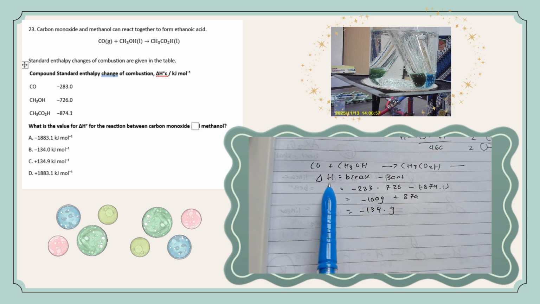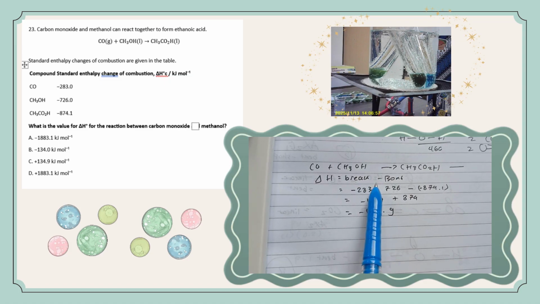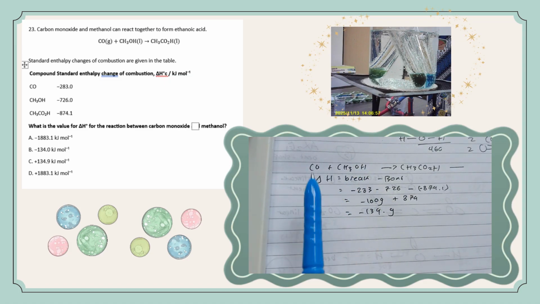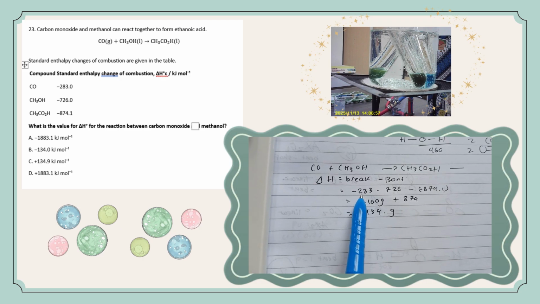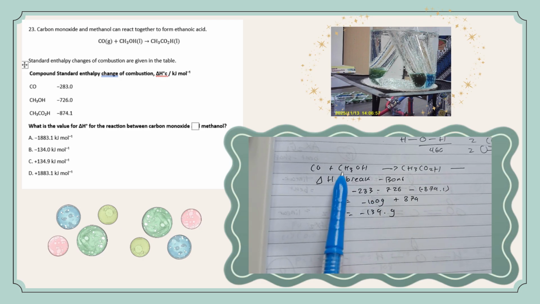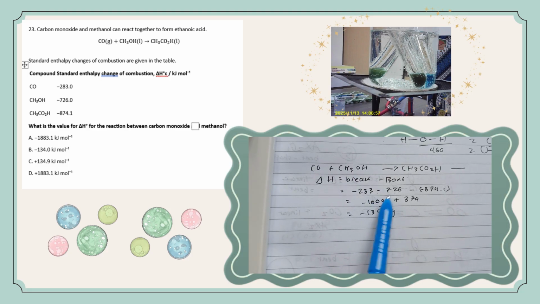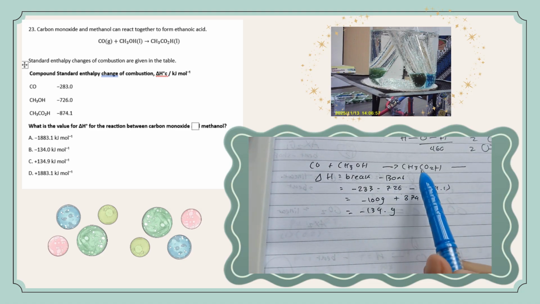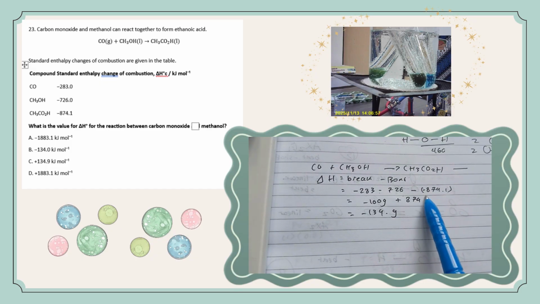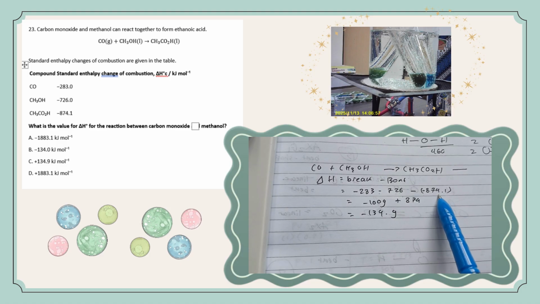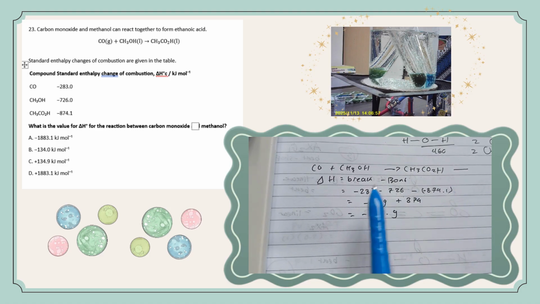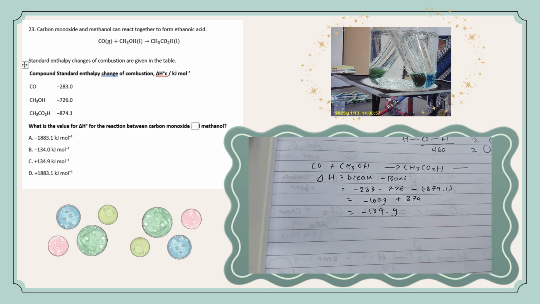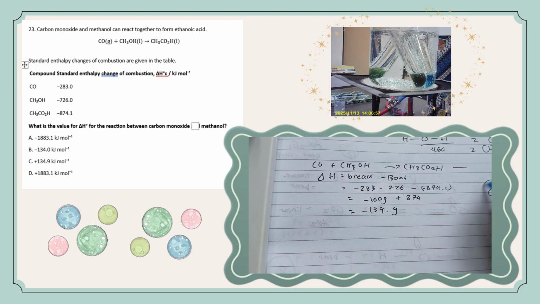We have the equation: enthalpy change equals bonds broken minus bonds formed. For the breaking, we have carbon dioxide at minus 283, and we add minus 726. Also, we subtract the bonds of the product, minus 874.1. After we calculated this, we got minus 134.9. So the right answer is C.